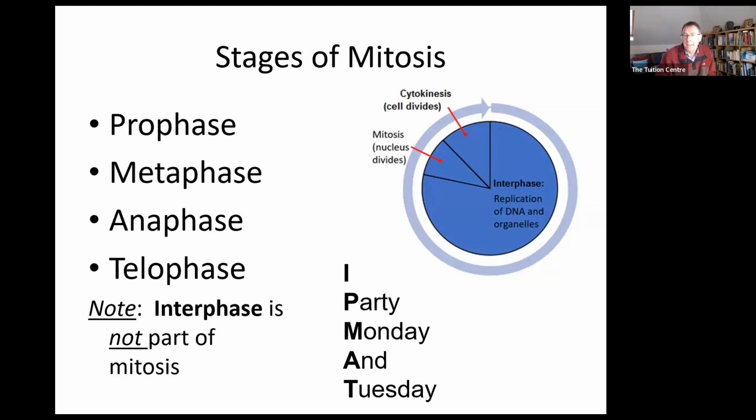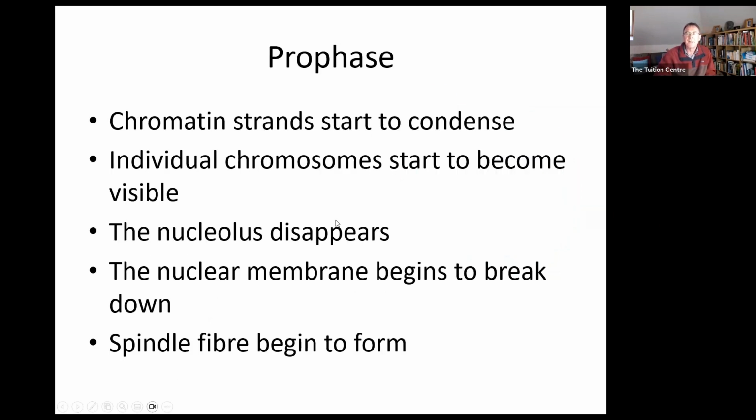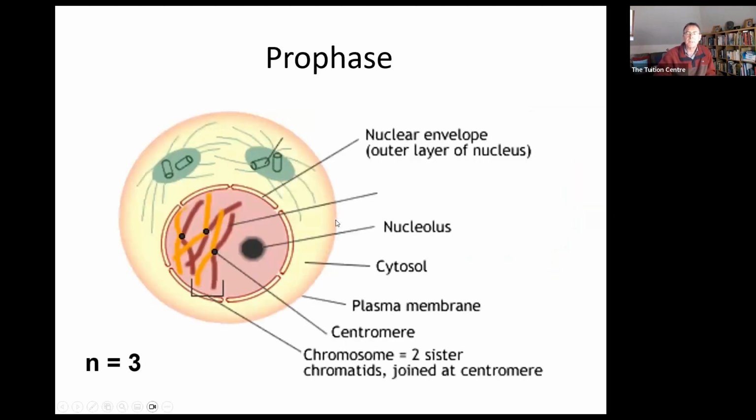Here's the thing though, that I is not part of mitosis. So be really careful that the interphase bit comes before mitosis starts. PMAT is the sequence of events when it comes to mitosis. So there are 4 phases: prophase, metaphase, anaphase, telophase. Let's just look at prophase first of all.